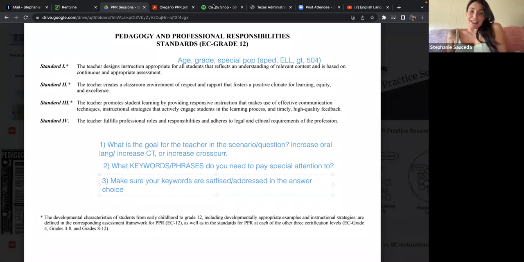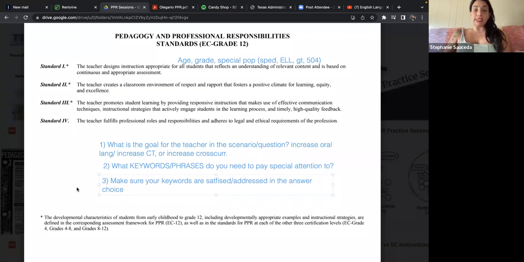You have to say, does it address my keywords and phrases? If not, then it's not the right one. I can bet myself $5 because it's not looking for oral proficiency, because it doesn't address the particular age group. It's too high for them or it's too low for them. So make sure you pay attention to the keywords and phrases within that scenario, because they're going to be the deciding factor between the good answers and the bad answers.